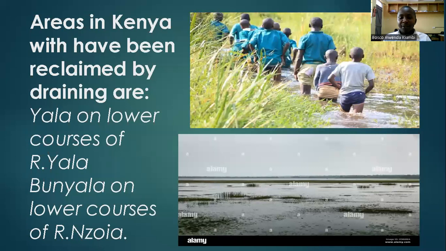The photograph that is also down there, you can see that these are the lower courses of Ribayala. And therefore the places are completely swampy. And so efforts have been made to reclaim some of those areas and make them productive. Those are some of the areas that we are talking about.